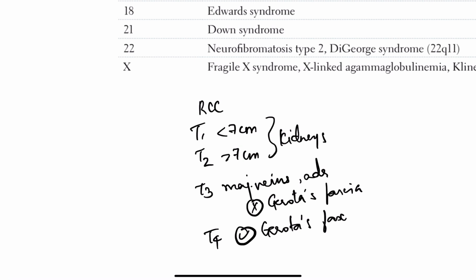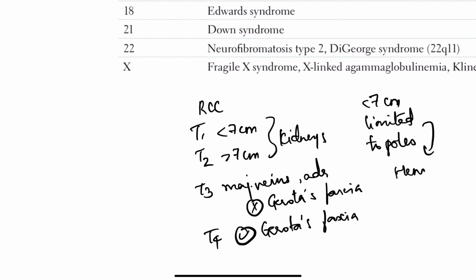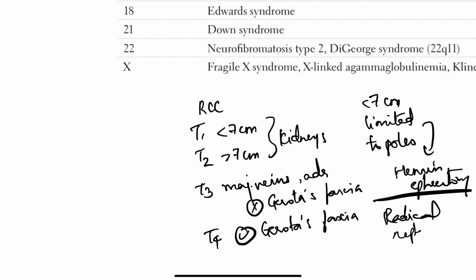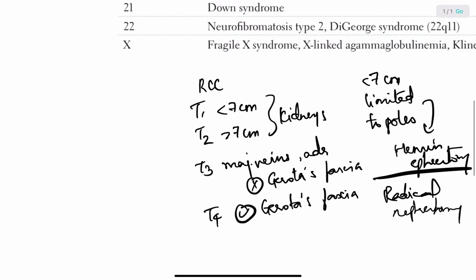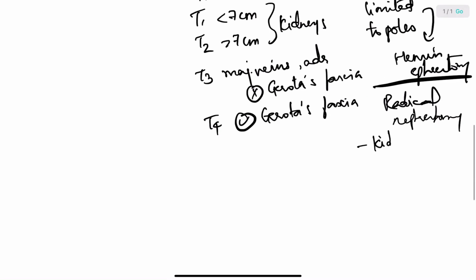How are we going to manage RCC? If it is less than 7 centimeters or if it is limited to the poles, then we are going to do a heminephrectomy, right? Otherwise, in all other conditions, we are going to do a radical nephrectomy. So radical nephrectomy, what are the structures we are going to remove? We are going to remove the kidney, the para-aortic lymph nodes, along with the adrenal glands, right?